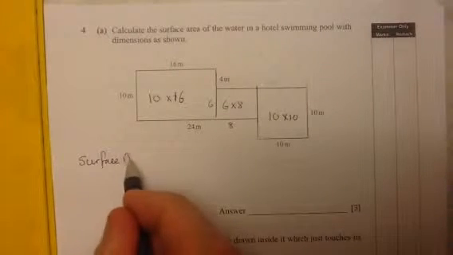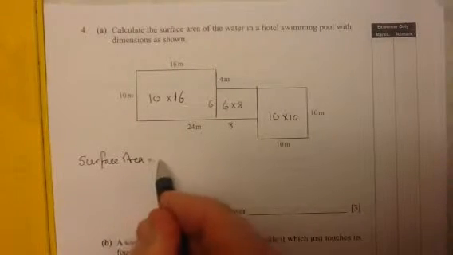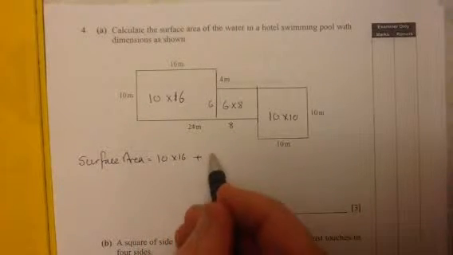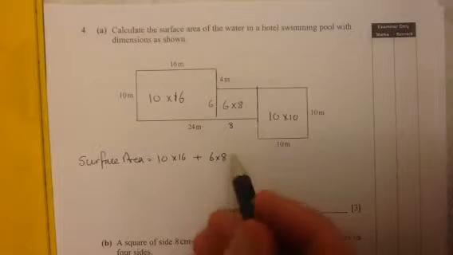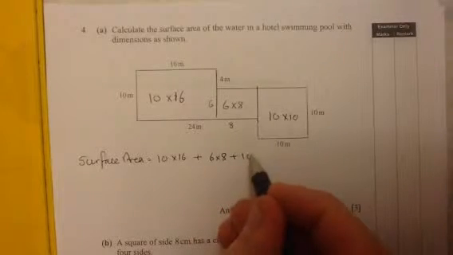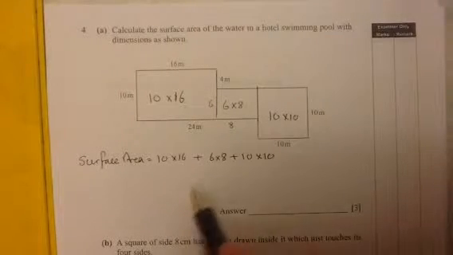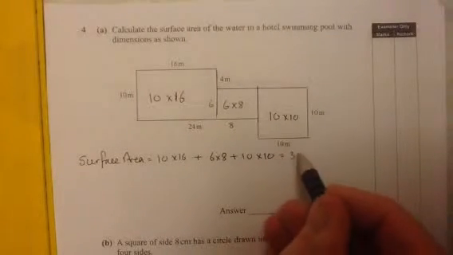So the surface area is going to be each of those shapes' areas added. Okay, so it's going to be 10 times 16 plus 6 times 8 plus 10 times 10. Okay, so right there, calculator, and we come up with 308.